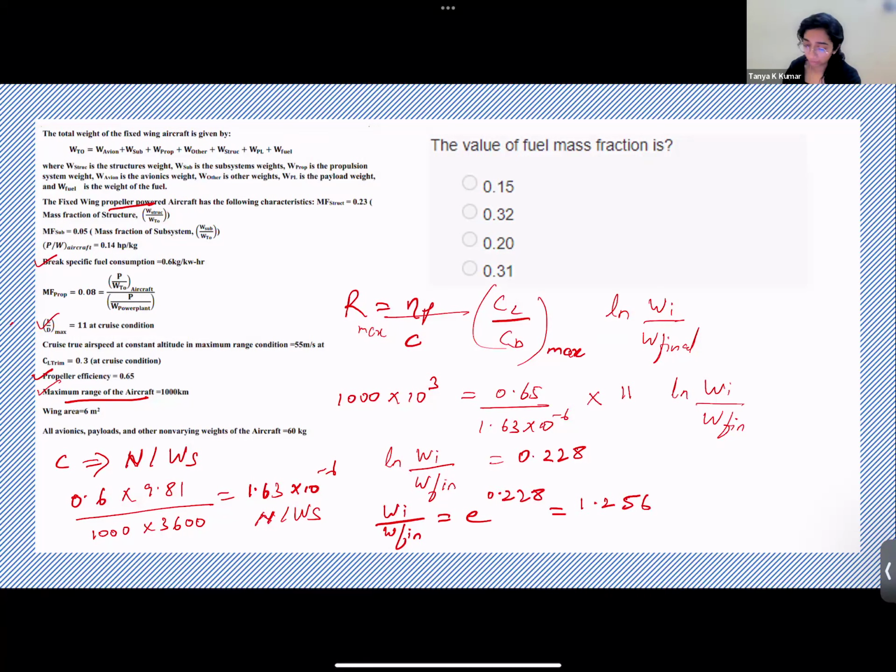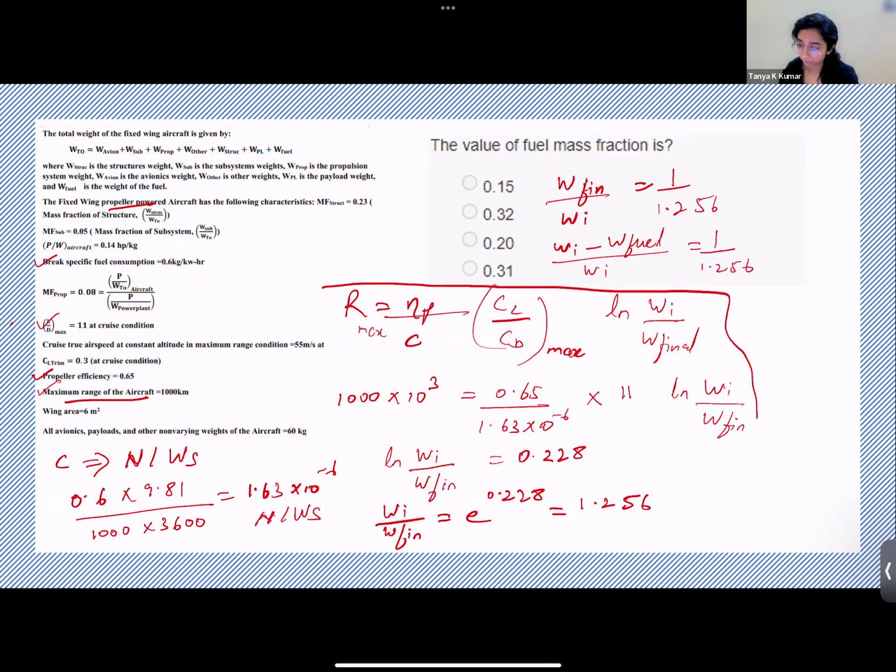And then what we need to find is the fuel mass fraction. So if I expand this, W initial, okay, let me just flip it. So if I write W final by W initial, I get 1 by 1.256, correct? And how do I write W final? W initial minus weight of fuel, by W initial is 1 by 1.256.